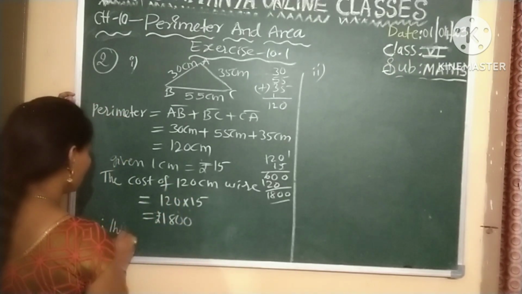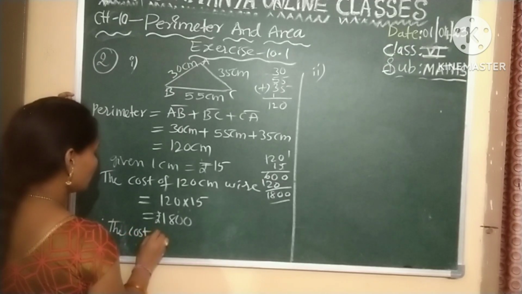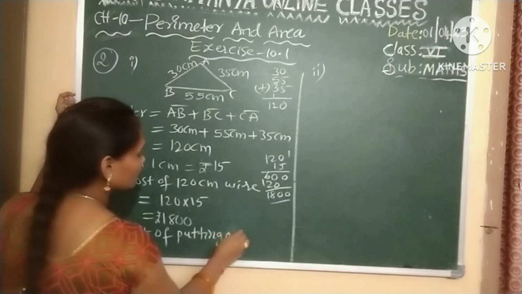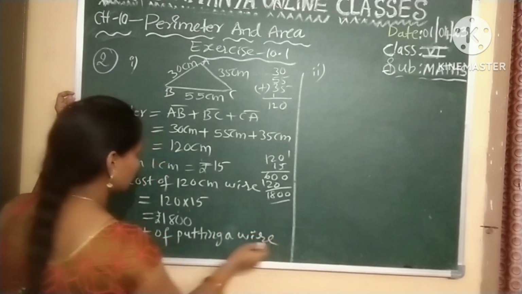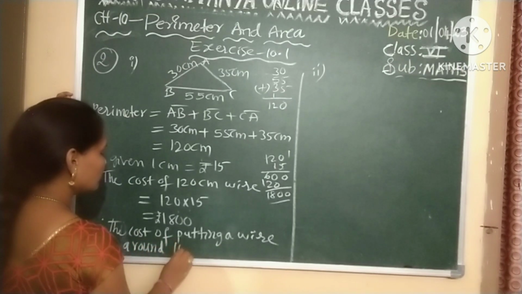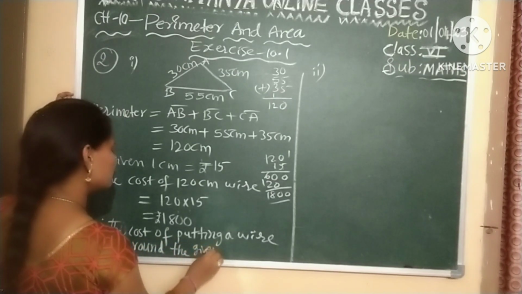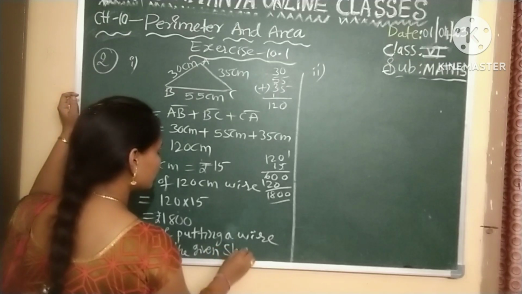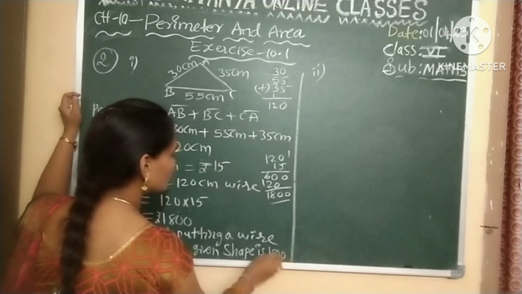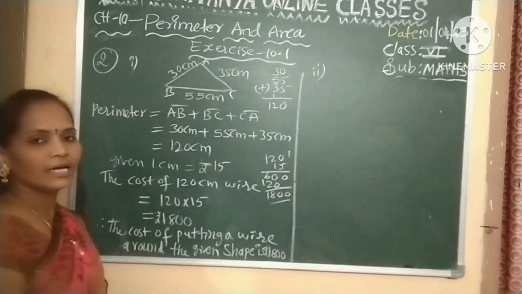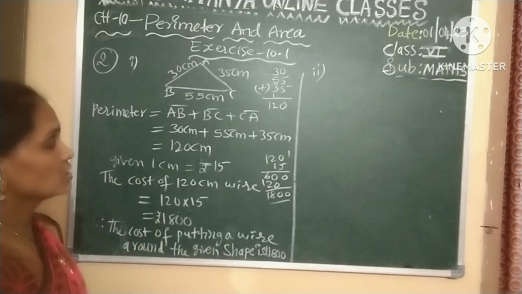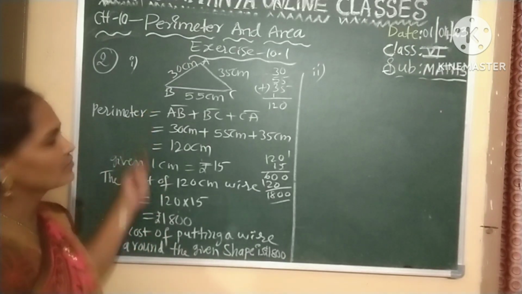Therefore, the cost of putting a wire around the given shape is 1800 rupees. Okay, like this we can find the cost of fencing of the given figure. Here the given figure is a triangle.